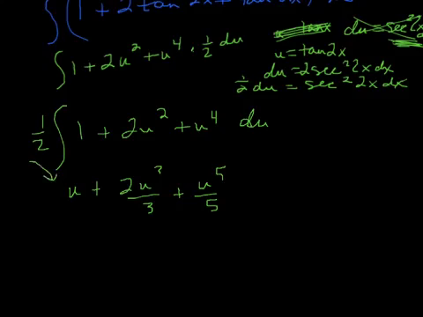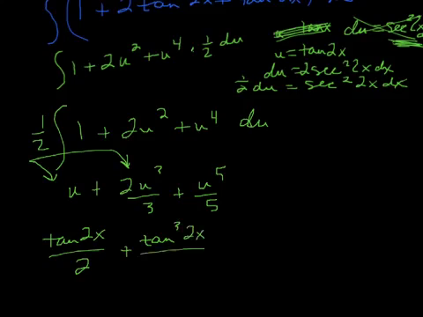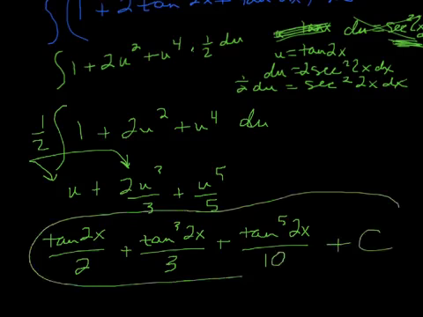U is equal to the tangent of 2x. So I have tangent of 2x over 2 when I distribute that 1/2. I'm going to do this all in one step. When I do 1/2 times this 2/3, the 2's cancel. So I just get tangent cubed of 2x over just 3. Again, the 2 times the 1/2 canceled. And then tangent to the 5th of 2x over 10, 1/2 times 5. And that is my final answer.